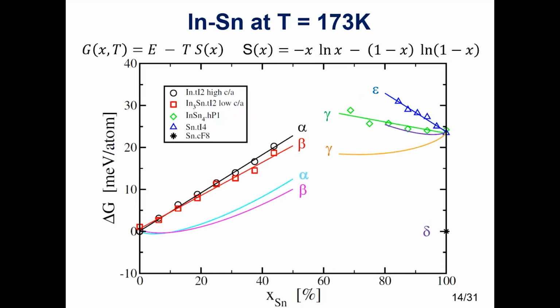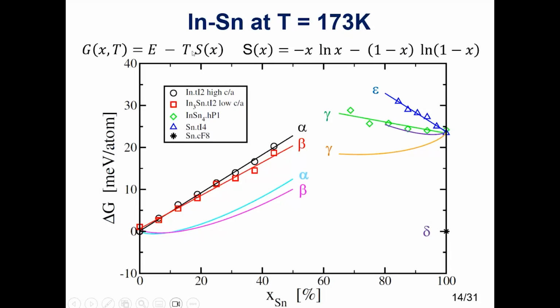So now let's go up to finite temperature. So let's go to 173 K. Why such a funny number? Well, it's a funny number because 273 K corresponds to 0 centigrade. And so this is minus 100 C.